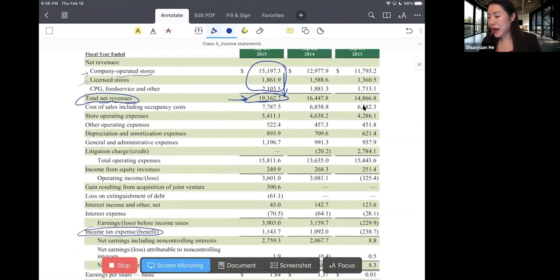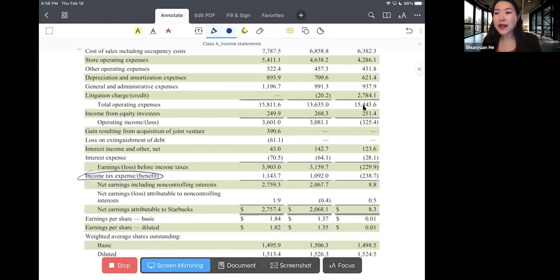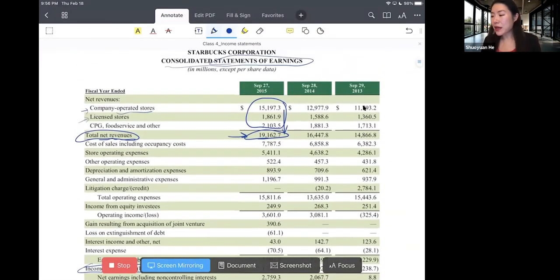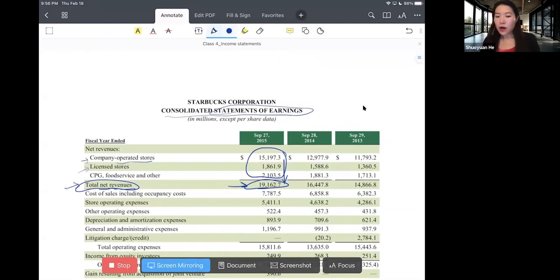So I want you to look at the 5 income statements and please pick out the numbers which are generated within the statement, just like the total net revenue. Please take 5 minutes to do that. You can pause your video for now. So which numbers are subtotals generated within the statement?